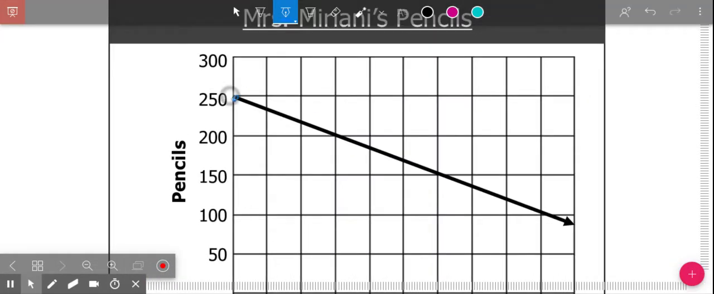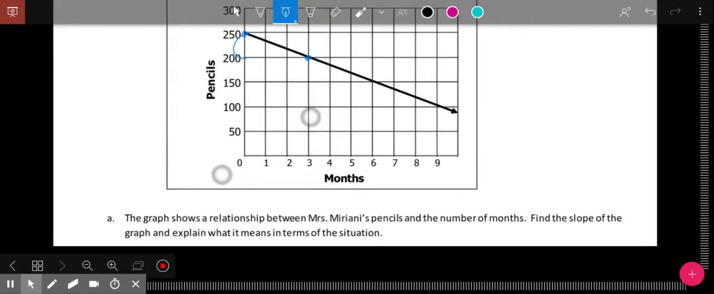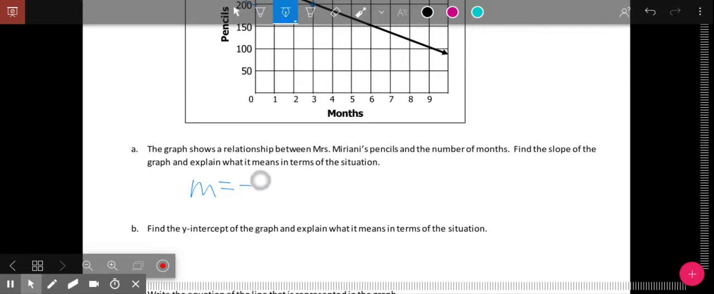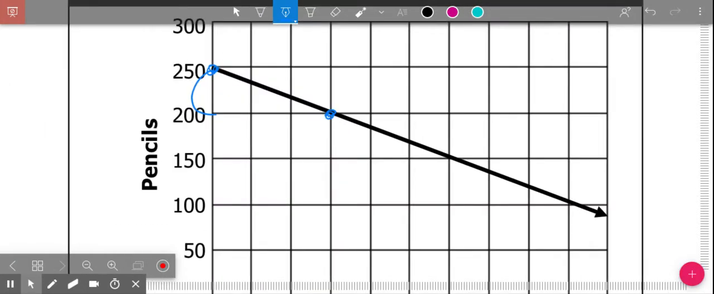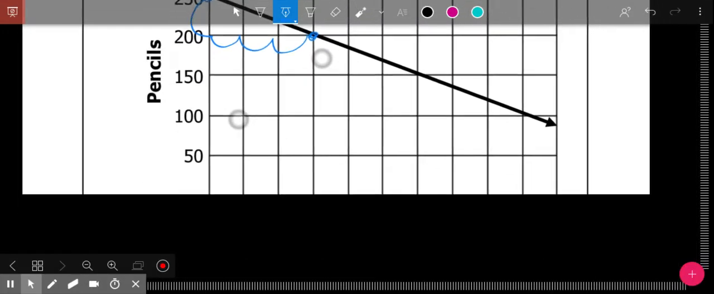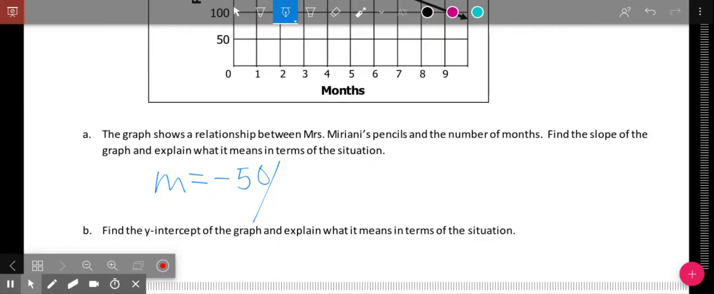I find my 2 good points, one here and one here. I'm going to go down 1, but I'm not going down 1 box. I'm going down 50 because I went from 250 to 200. So negative 50 over 3. Negative 50 over 3 does not reduce. So we're just going to write our sentence from this fraction.